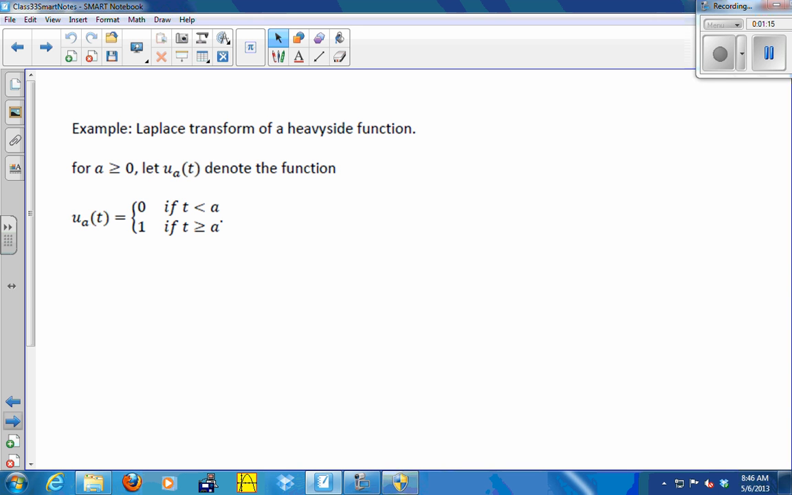It's 0 for t less than some number a, and 1 for numbers bigger than or equal to some number a. So we denote that u sub a, and a is just the cutoff point where you switch from 0 to 1. So this can model like a light switch. Turning it off would be 0, on would be 1.